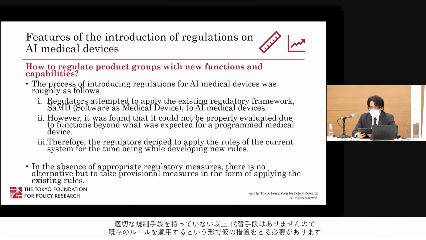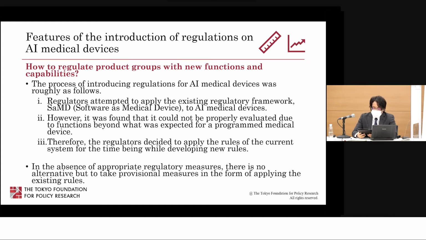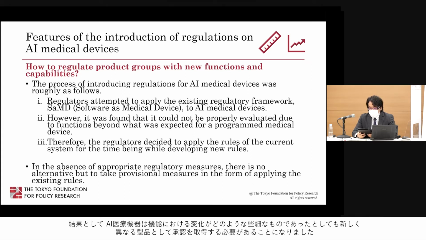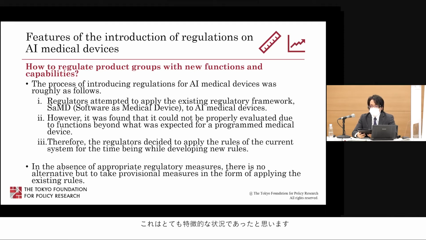In the absence of appropriate regulatory measures, there was no alternative but to take provisional measures in the form of applying the existing rules. The result was that any SaMD with even a slight change in functionality would have to be approved as a new and different product. It was a very unique situation.